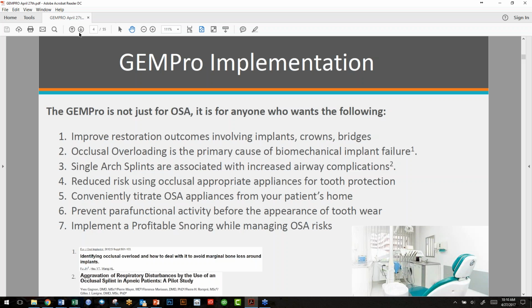And number 7, if you want to treat snoring, treat snoring. If you don't want to treat sleep apnea, then refer those patients out. The key on number 7 is, you have to have the wisdom to know the difference between snoring and OSA. And the GEMPro provides that for you.